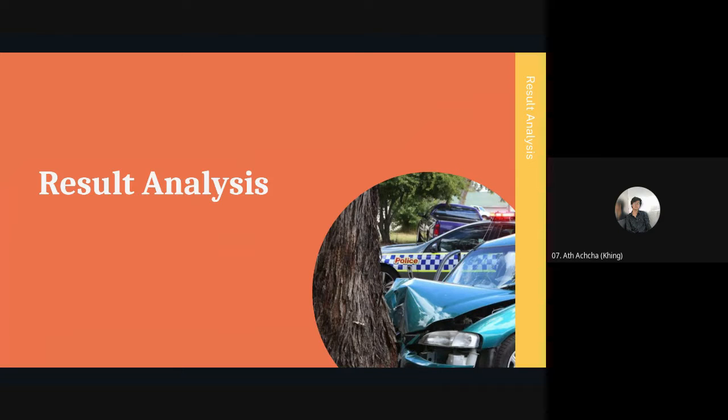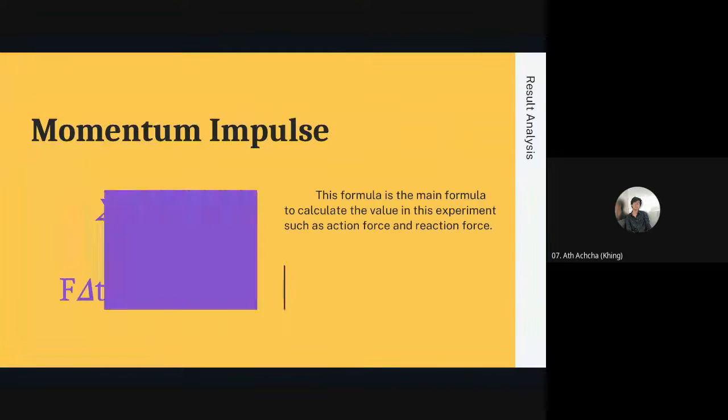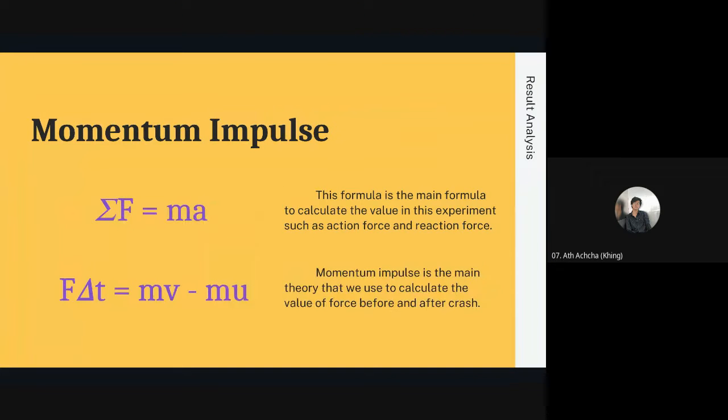Okay, so next is the result analysis. The first slide about the result analysis, we're going to talk about the formulas that we use in this experiment. The first one is sigma F equals ma.